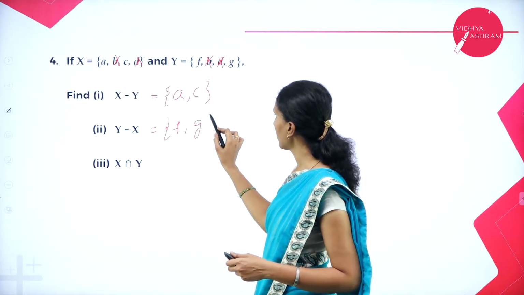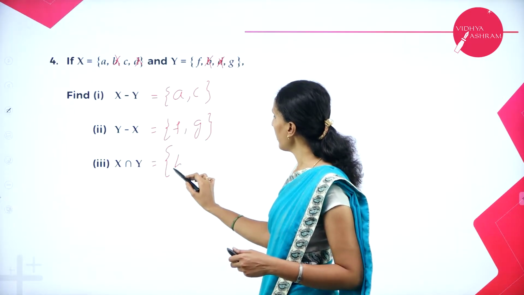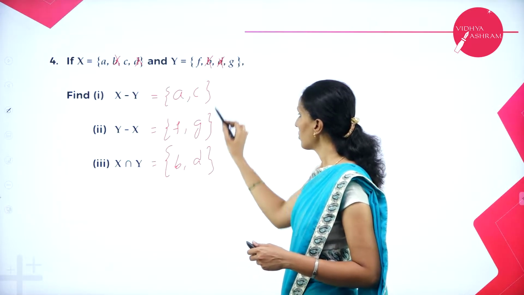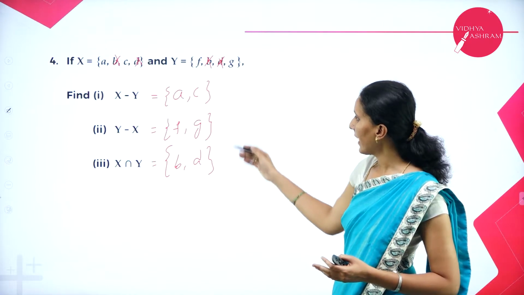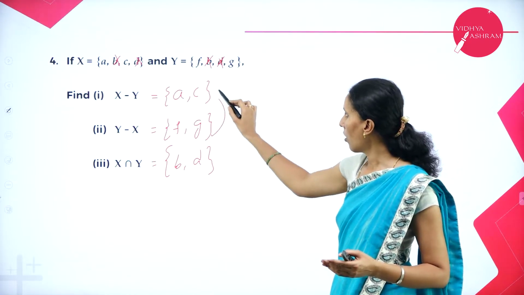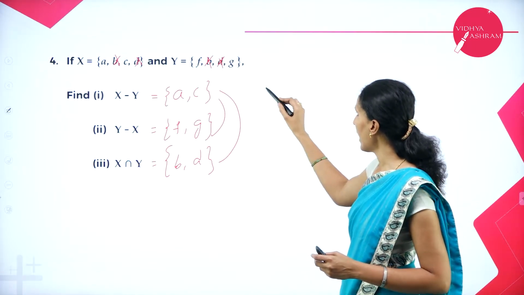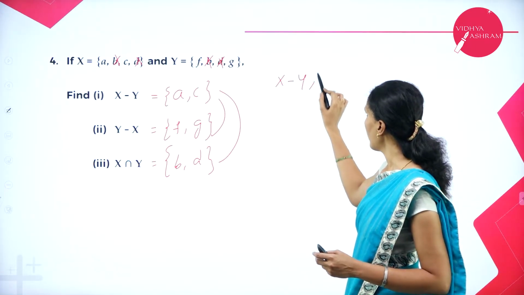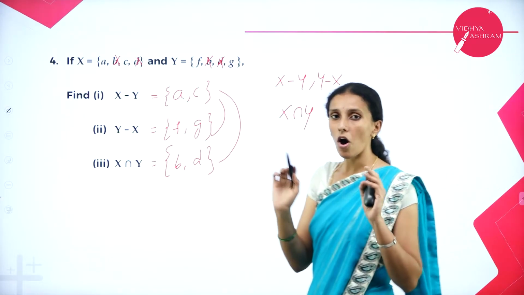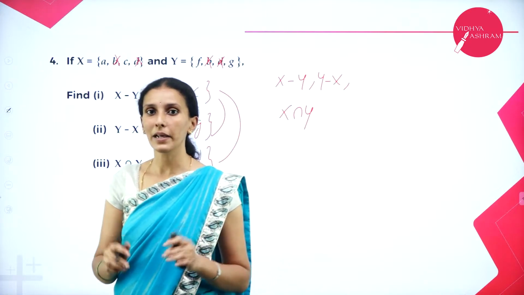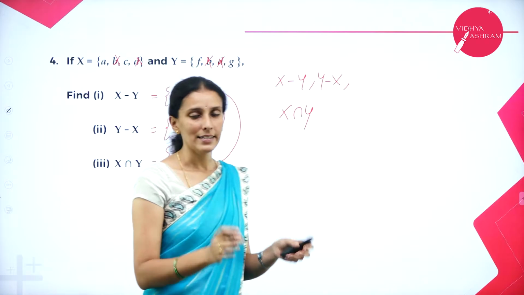So intersection means common elements. What are the common elements? B and D. So now these are again three new sets. If you intersect any of these, either this or this, they are all disjoint. That's why we said that x minus y, y minus x and x intersection y are all disjoint sets. That means they all contain different elements in their sets.